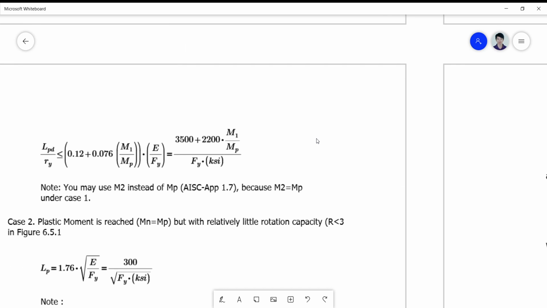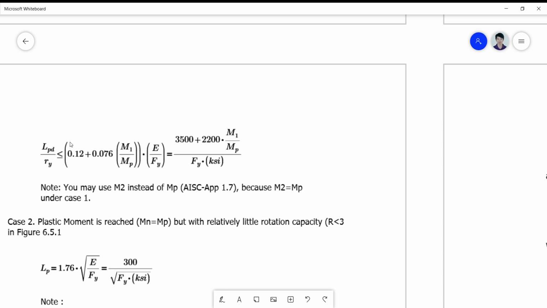So for the Lpd derived and provided by the code, the limiting length for plastic deformation to happen is actually given with the ratio of Lpd over ry less than or equal to this value, or simply this value here, where Fy is in ksi. So this is a simpler limiting expression compared to this one here.